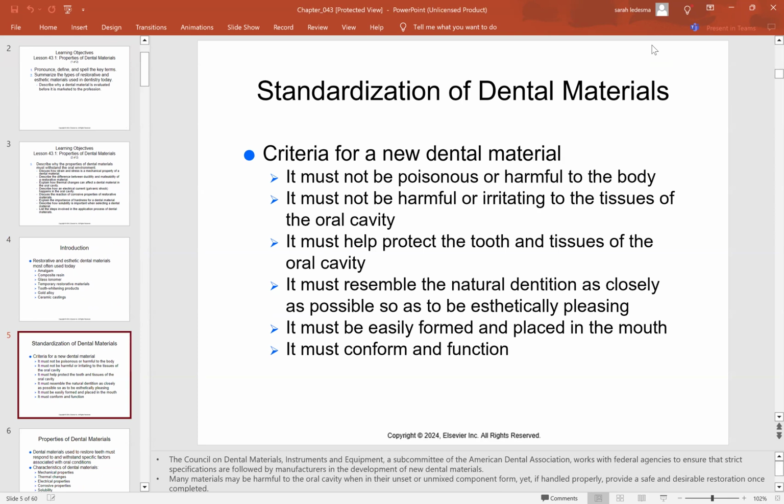In order for a dental material to become available, it must not be poisonous or harmful. It must not be harmful or irritating to the tissues of the oral cavity. It must help protect the tooth and tissues of the oral cavity. It needs to resemble the natural dentition as closely as possible and also be aesthetically pleasing. It must be easily formed and placed in the mouth, and it must conform and function.